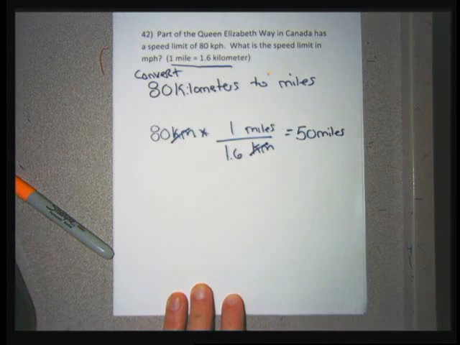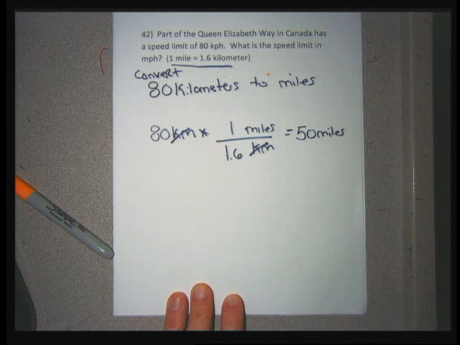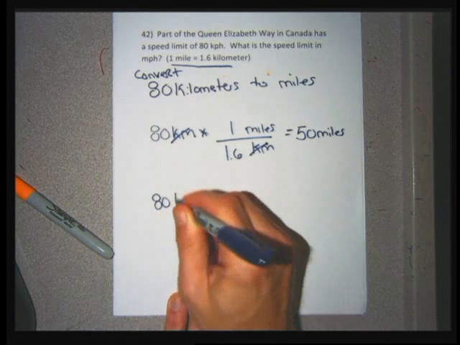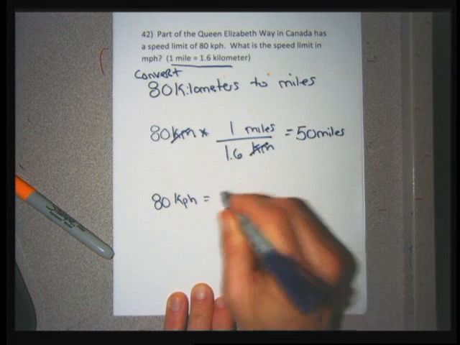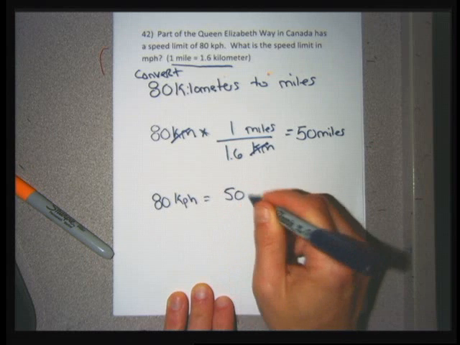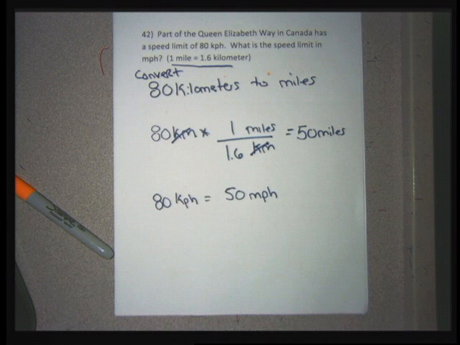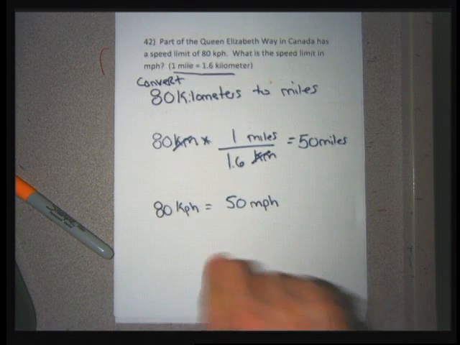So if I'm allowed to drive 80 kilometers per hour, that's going to be the equivalent of driving 50 miles per hour. So 80 kilometers per hour is the same as 50 miles per hour because 80 kilometers is 50 miles. So the speed limit in miles per hour is going to be 50 miles per hour, which is going to be the same as 80 kilometers because it's the exact same distance.